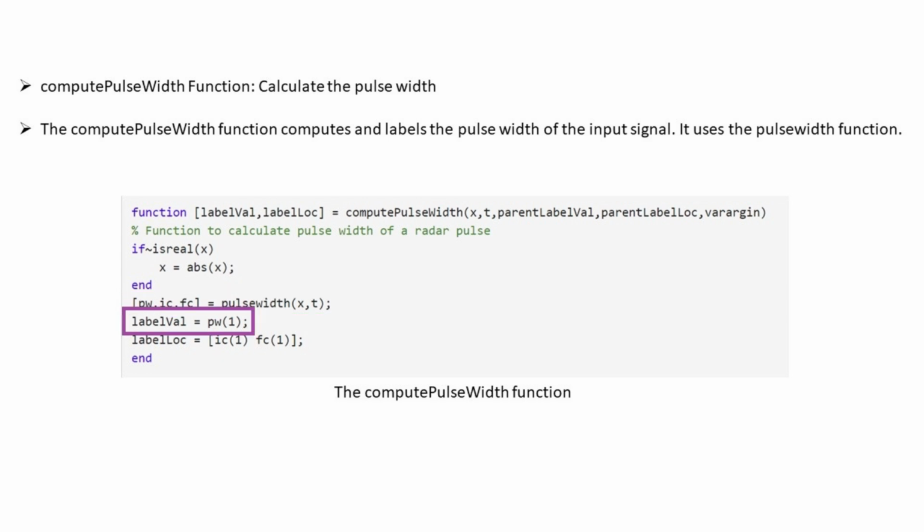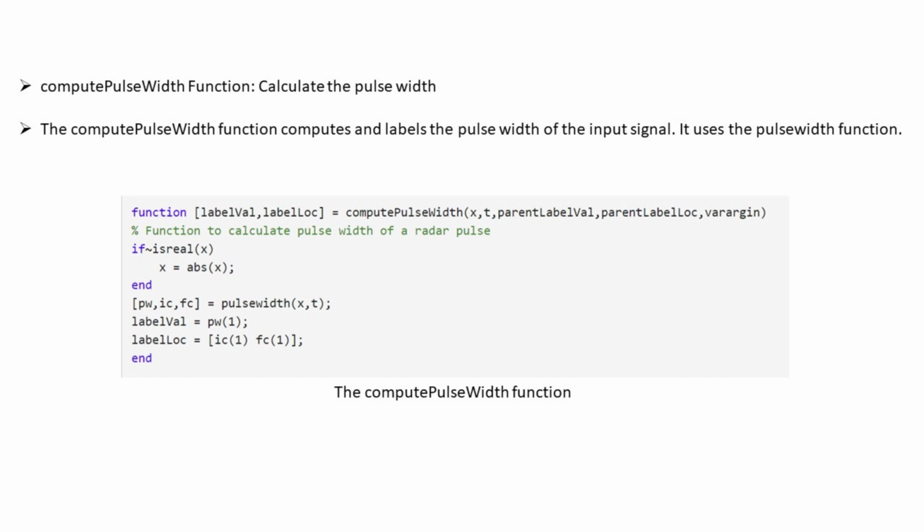labelVal equals PW(1). This assigns the first pulse width value from PW to labelVal. If the signal has multiple pulses, the function only returns the width of the first pulse. labelLoc equals [IC(1), FC(1)]. This creates a two-element vector labelLoc that contains the start, IC(1), and end, FC(1), times or indices of the first pulse in the signal.